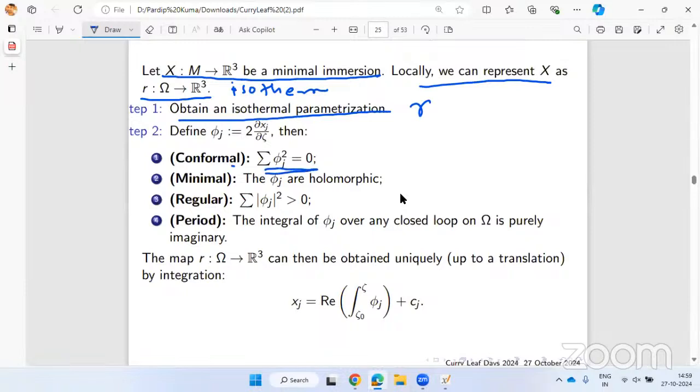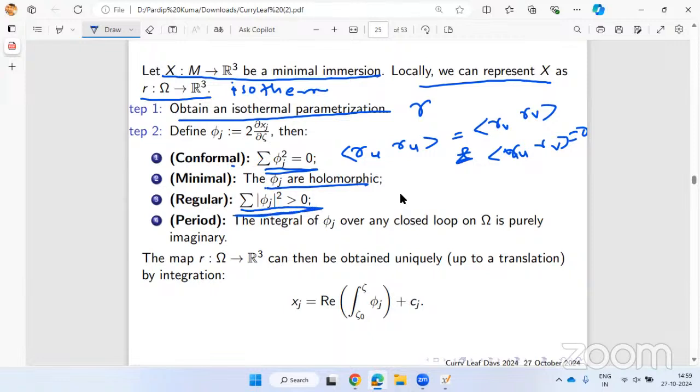This condition is the same as saying that RU dot RV equals 0. This is the calculation. This is n, and RU dot RV is 0. Both are the same, and this is equal to 0. This implies this is 0. And moreover, we have seen that it is minimal, and the parameter is isothermal, so the phi j's are holomorphic. And this condition is also required, because it is equivalent to it being an immersion. Actually, it is an immersion. And moreover, if you take the integration of phi j, it turns out that all these things happen.